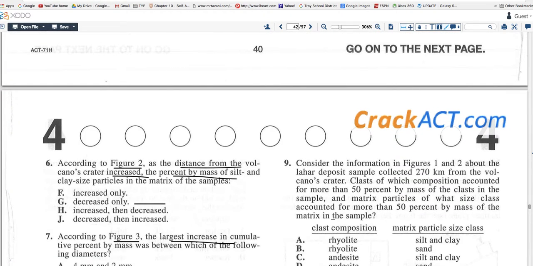Alright, number 9, who wants to do it? So in these types of questions, there's a lot of reading, but the question is very simple. Okay, so who wants to do this one? Sean, give it a shot. You would underline 270 kilometers. But which graphs or charts am I even looking at before that? 1 and 2. Good. And then more than 50% mass. And what size class? And then you would get D.